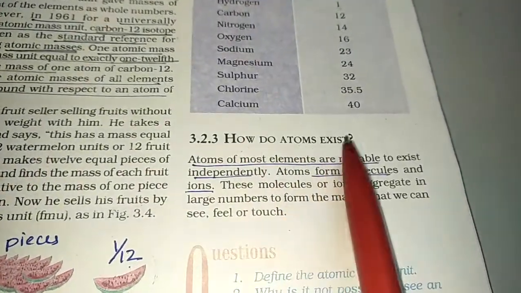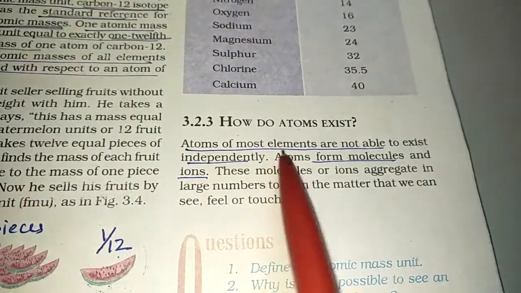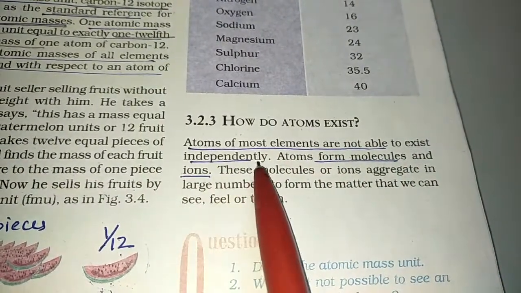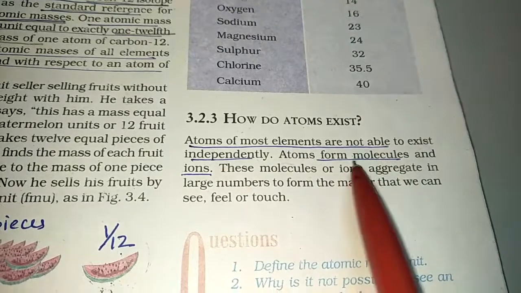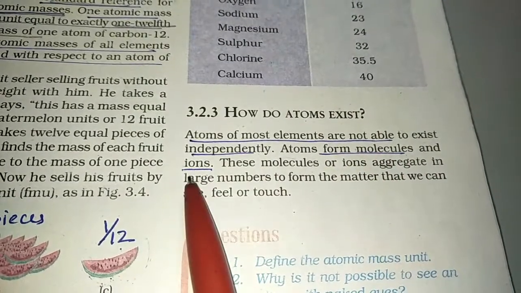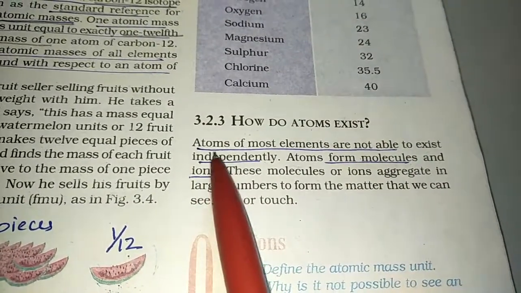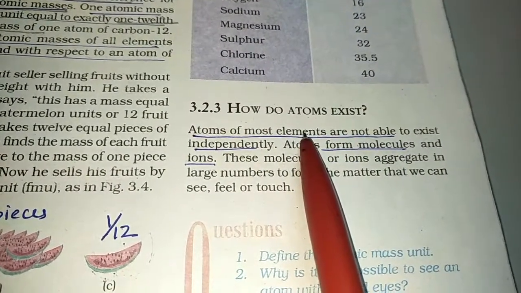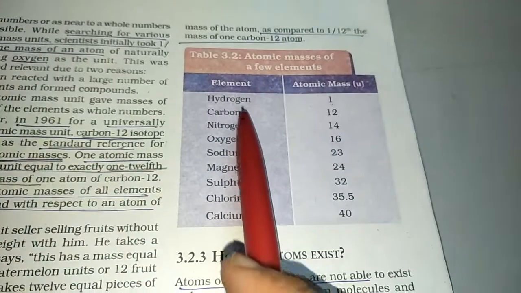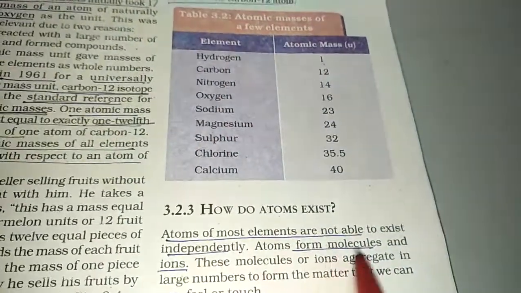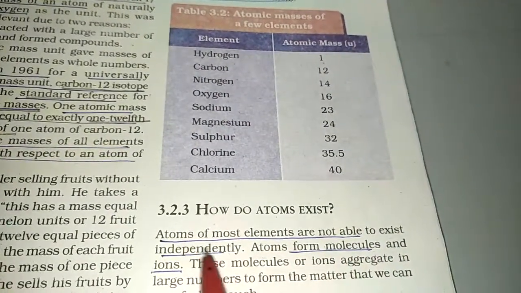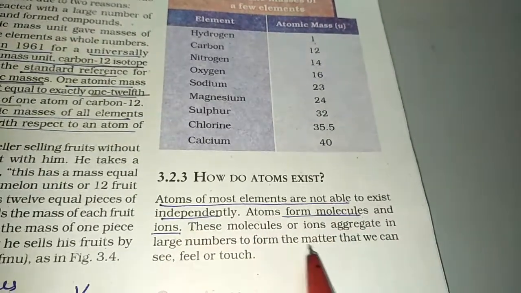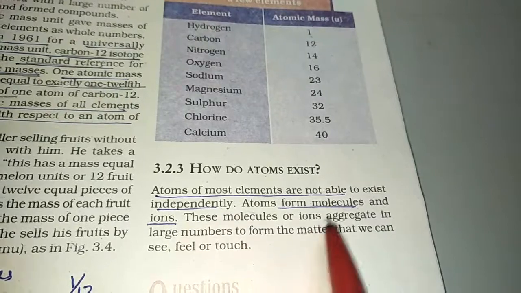Now, how do atoms exist? Most atoms of elements are not able to exist independently. They either exist in the form of molecules or in the form of ions. Very few atoms of elements exist independently. For example, hydrogen will always be H2, so it is in the form of a molecule. Single atom existence is very rare. So they are either in the form of molecules or in the form of ions.